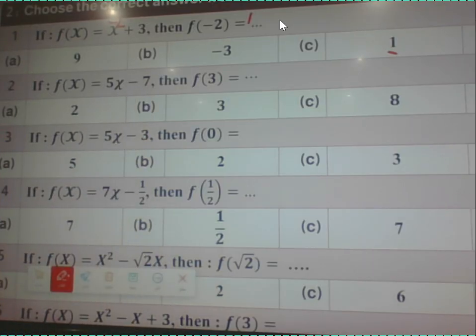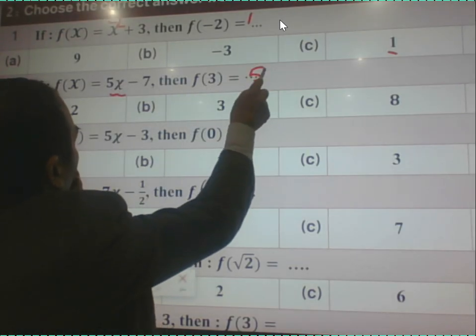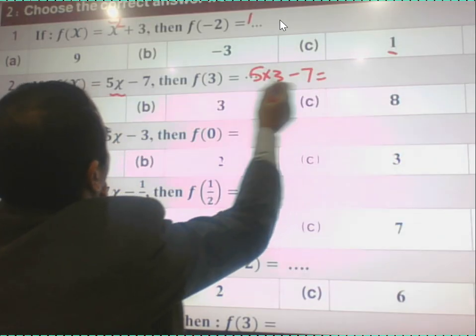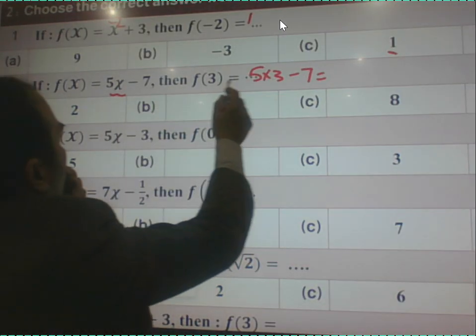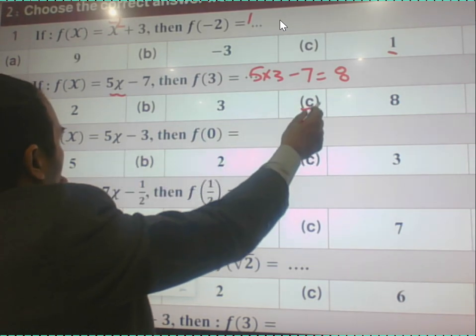Next question, if f of x equals 5x minus 7, then f of 3 equals. In this example, we will put x equal 3. Then we have 5 multiplied by 3 minus 7. 5 times 3 is 15. 15 minus 7 equals 8. And the answer here will be 8, letter C.